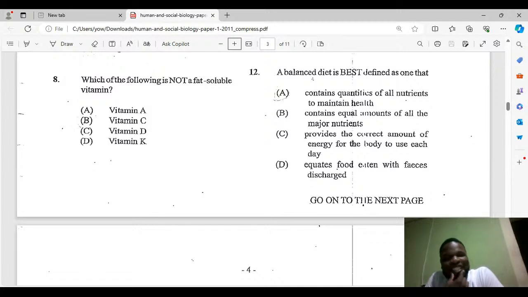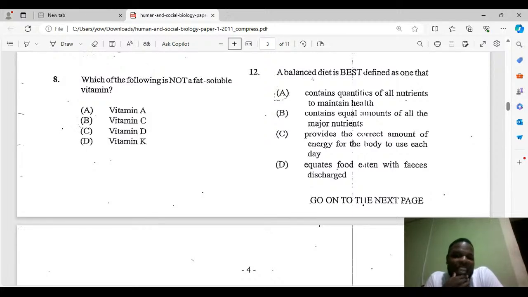All right, so let me tell you, C and D are out for sure. C says to provide the correct amount of energy. That's not what a balanced diet is. A balanced diet has to do with the correct proportions of nutrients. D is even worse, a balanced diet has nothing to do with feces discharge. So C and D are out. It's between A and B. It's very tight.